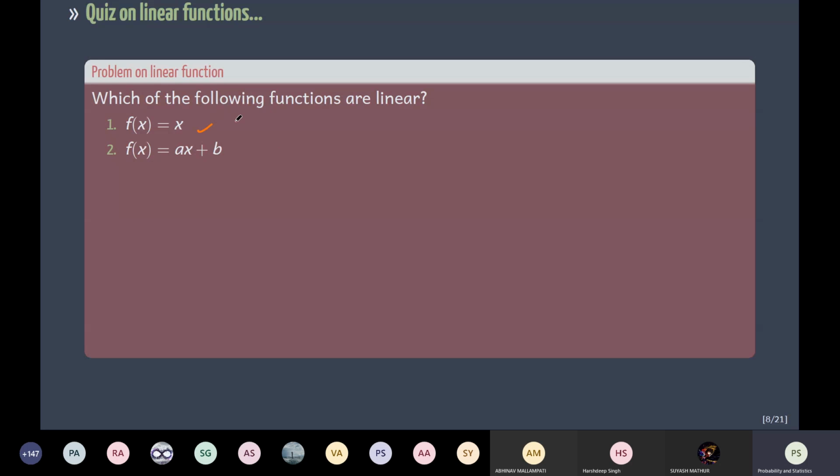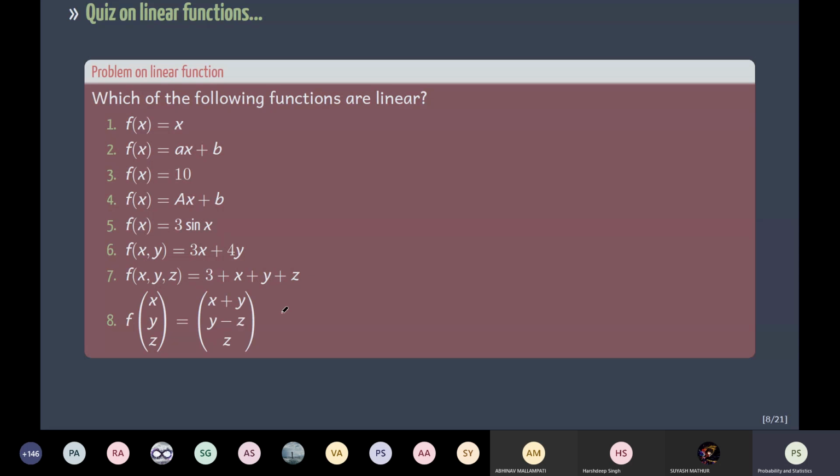So you can check that this is a linear function. This is not a linear function. This is not linear. This is not linear. This is not linear. This is linear. This is not linear, and this is linear. Okay, so you try to verify this. I have given you the definition of a linear function, and you have done linear algebra, so by now you should be an expert in knowing what a linear function is.